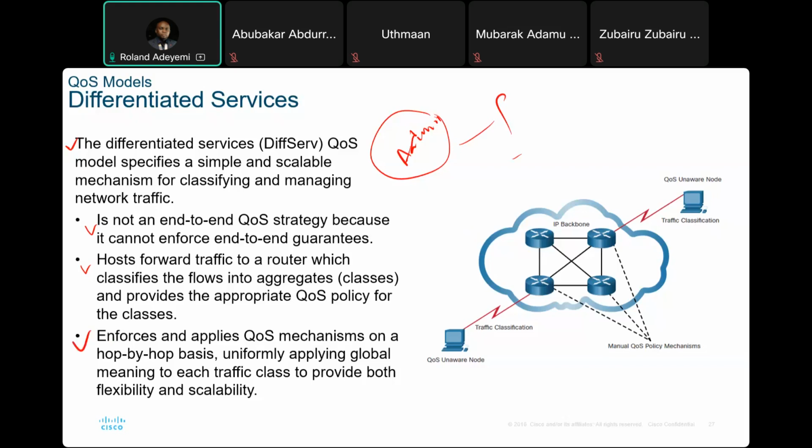So it enforces and applies QoS mechanism on a hop by hop basis. That's what I've told you before. It's not about end to end, hop by hop. Hop simply means router by router. Uniformly applying global meaning to each traffic class to provide both flexibility and scalability. So if I have 10 routers on the way to destination, I have to define the way I want those traffics to be treated as they are traveling from source to destination, router by router. It's not about hand to hand. Router by router, I will have to define how the traffic will be treated.